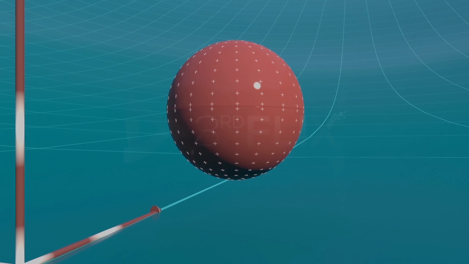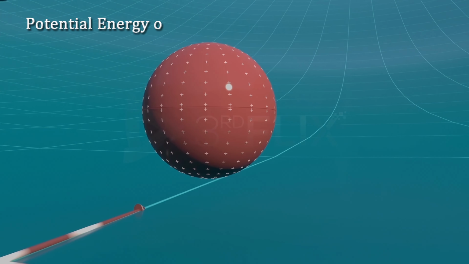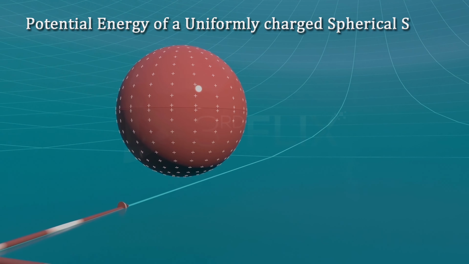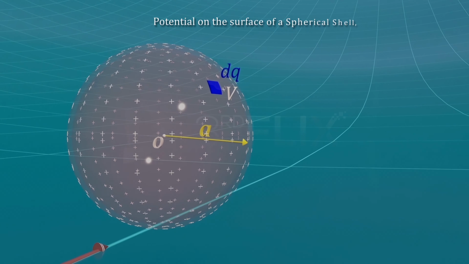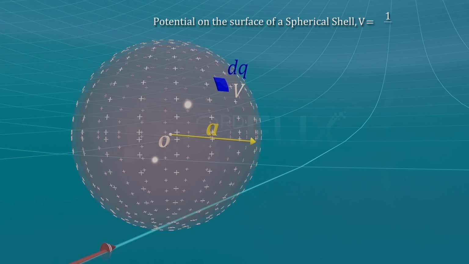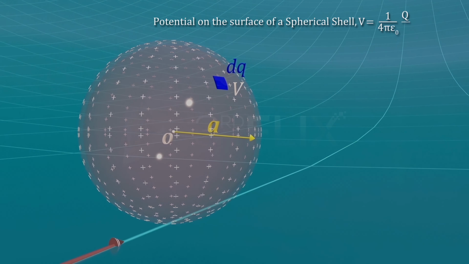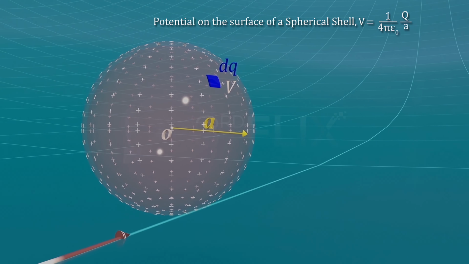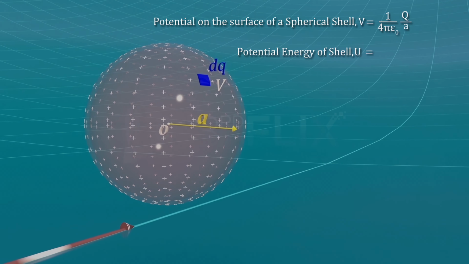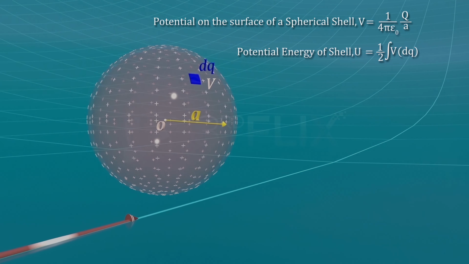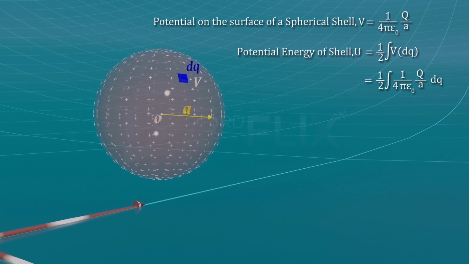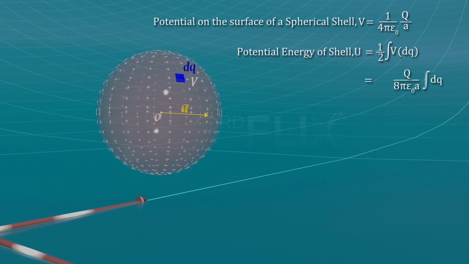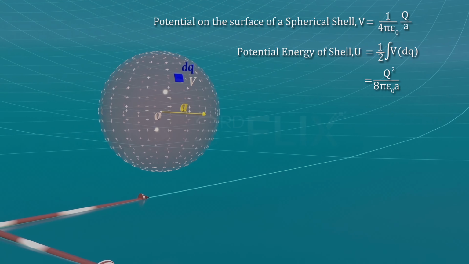Let us apply this expression to find the potential energy of a uniformly charged thin spherical shell. We know the potential at any point on the surface of a spherical shell to be 1 by 4 pi epsilon naught Q by a. Hence, potential energy of the shell is half of the integral of 1 by 4 pi epsilon naught Q by a dq, which is equal to Q square by 8 pi epsilon naught a.